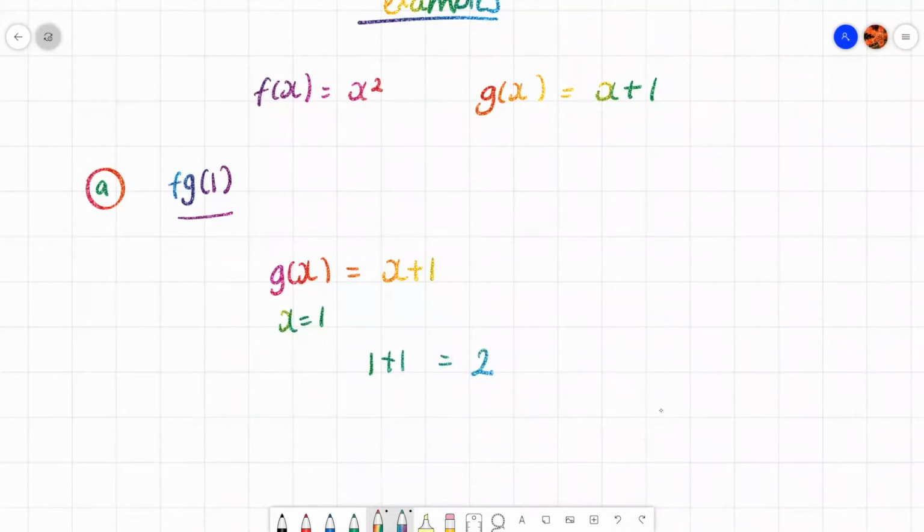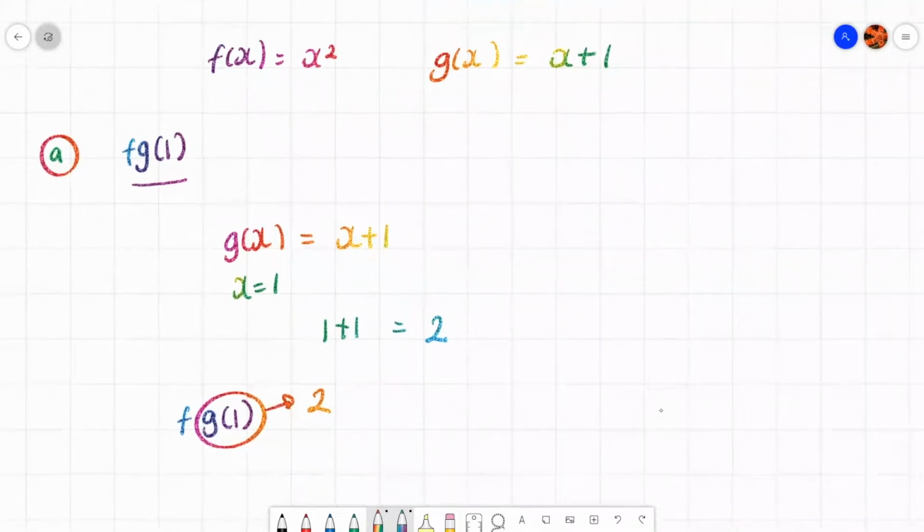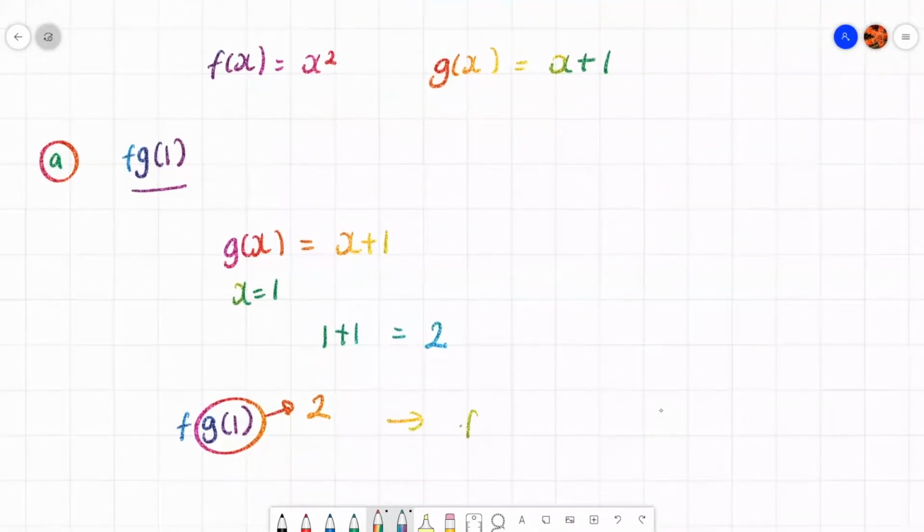I now know this bit here is 2. So what I'm going to do is write f of 2 now, because in the function of g, when I replace x with 1, my answer is actually 2. So now in the function of f, I need to substitute x as 2. So that's x squared. So it's going to be 2 squared, which is 4.